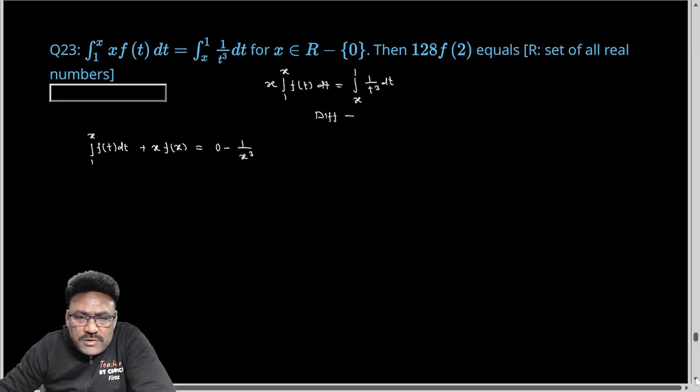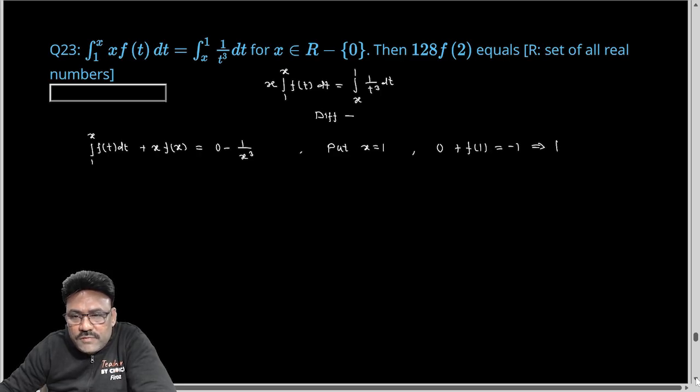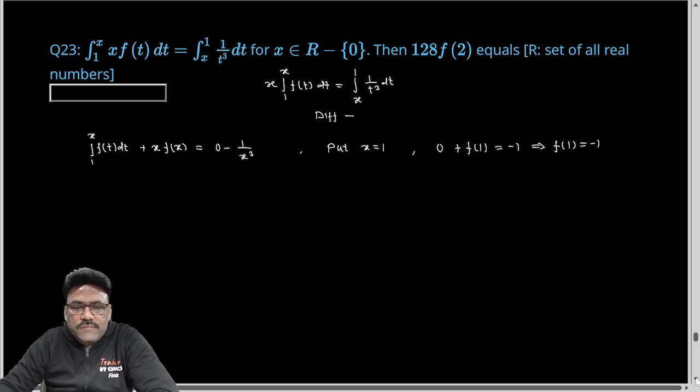And from this equation, you can see that if I put x is equal to 1 here, the integral from 1 to 1 of f(t) dt will be 0 plus 1 times f(1). And on the right side, I'm getting minus 1. So this gives you f(1) is equal to minus 1. f(1) is minus 1 here.